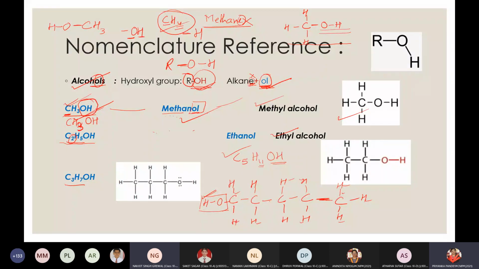So the first 3 members are being given. Everyone will write the structure, write how to name it, and you'll draw all 5 structures. Out of 2 minutes, 1 minute is almost over. Then I'll go to the next slide where we have the next 2 members. Does anyone have any question? Please ask me.